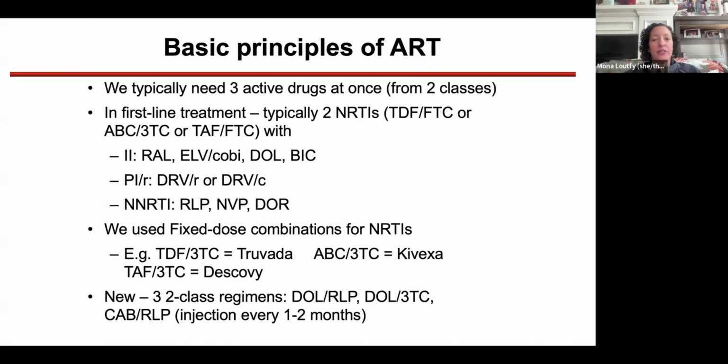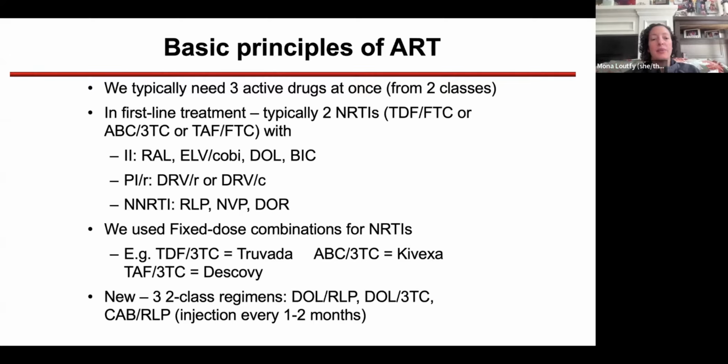So we typically need three active drugs at once, which I talked about, from two different classes of action. Historically, in what we called first line treatment, we would use two NRTIs. So TDF FTC, which is Truvada, abacavir or 3TC, which was Kivexa, which we don't really use anymore, or TAF FTC, which is Descovy. And then we would combine it with a third agent.